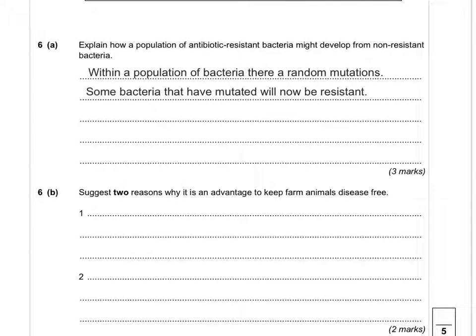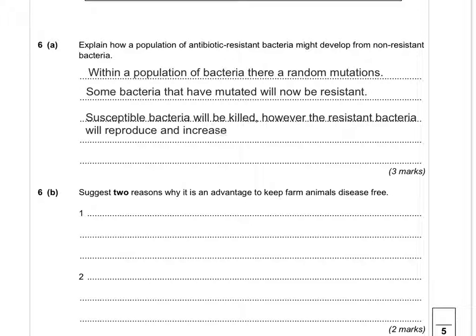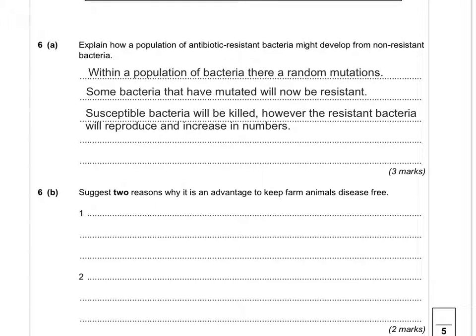And then the final mark is for saying that the susceptible bacteria will be killed. However, the resistant bacteria will reproduce and increase in numbers, and that's how the population of antibiotic-resistant bacteria comes about. Okay, so it's a 3 marker, that one was. Key things that you need to mention there in terms of keywords is that it's a mutation in their DNA or their genetic code. You have to mention that it's a mutation.